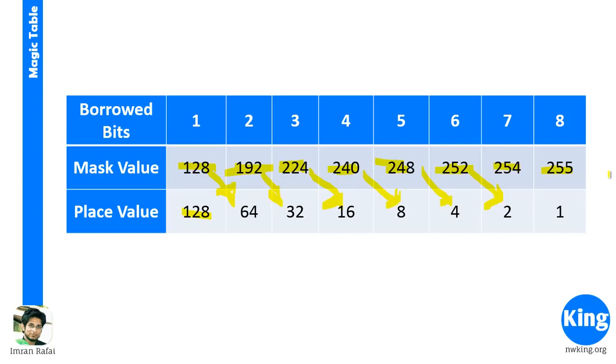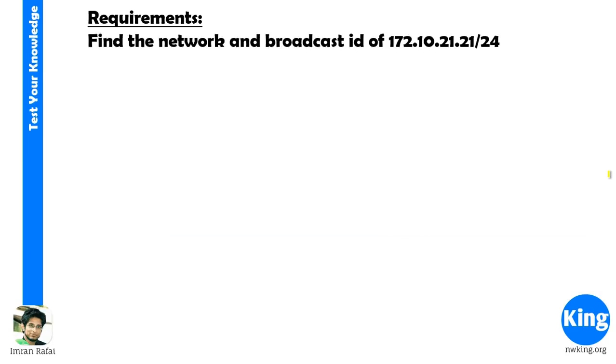These are standard numbers, either 128, 192, 224, 240, 248, 252, 254 or 255. Your subnet mask, I'm reiterating this again, has to be one of these numbers. You cannot have any other number in your subnet mask. Simple as that. Fantastic. Let's get into requirements.